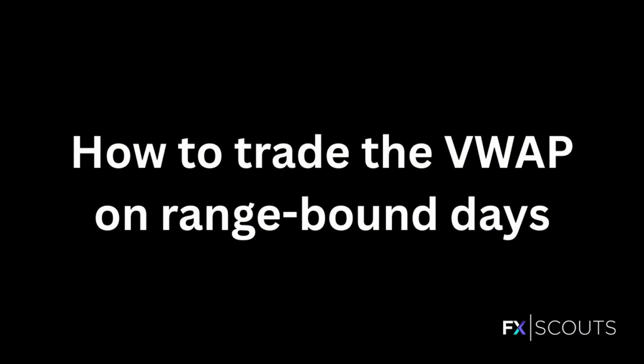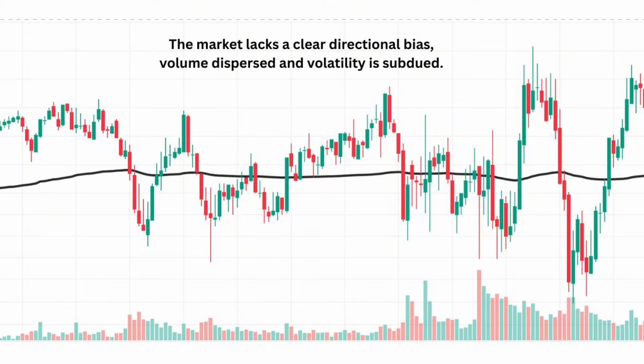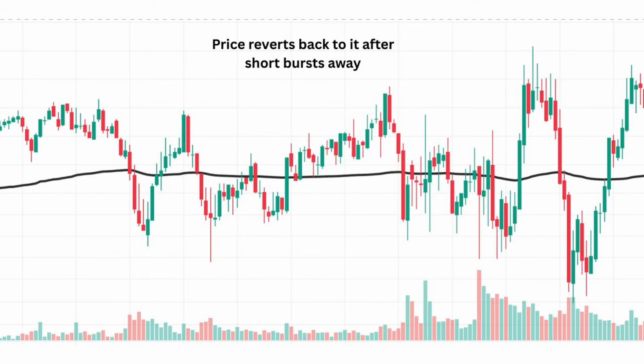These are sessions where the market is lacking clear directional bias. You'll find that volume is dispersed, volatility is subdued, and price action is choppy. And on these days, you'll find that VWAP behaves quite differently. So instead of serving as a trend anchor, VWAP is actually acting as a magnet for price. Price repeatedly reverts back to it after short bursts away. And this is where the VWAP Magnet play comes into effect.